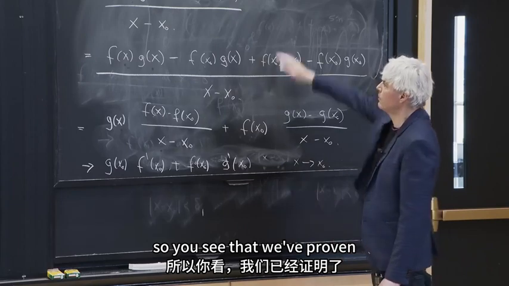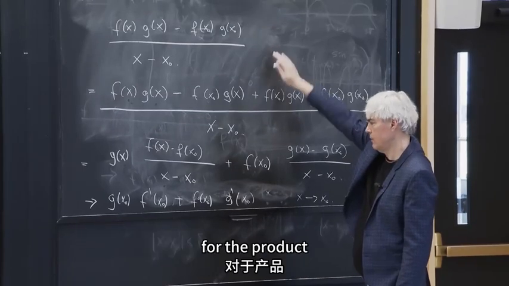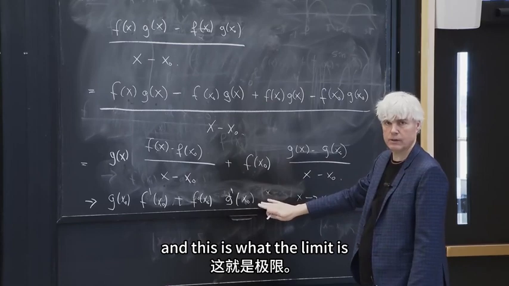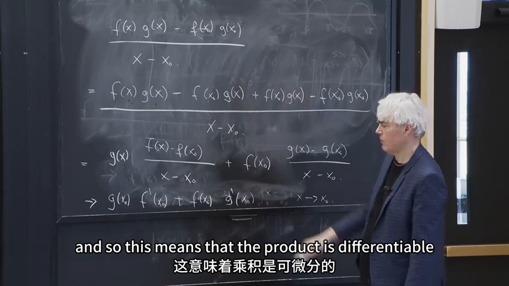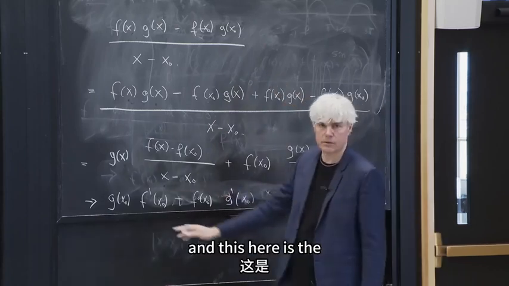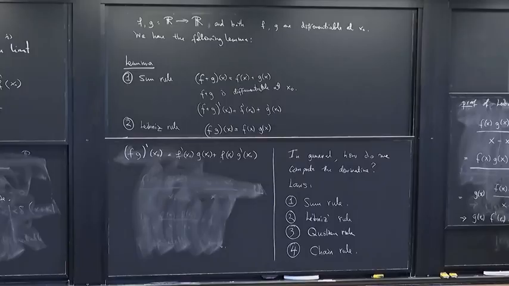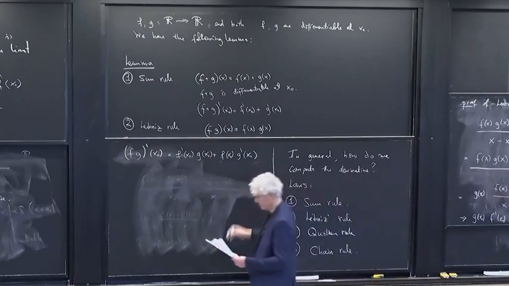So you see that we've proven that this difference quotient for the product has a limit, and this is what the limit is. And so this means that the product is differentiable, and this here is the derivative, and that's exactly the Leibniz formula, which was this formula over here.